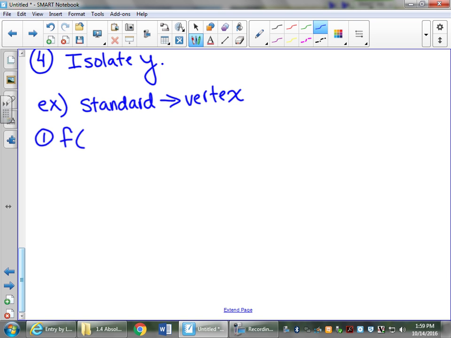So the original function is going to be f of x equals x squared minus 8x plus 11. That is not a perfect square trinomial. Obviously, 11 is not a perfect square. So our goal is to make it a perfect square trinomial. So step 1, make the a value 1. Do we have to do that in this example? No. A value is already 1. We're good to go. So step 1, check, finished.